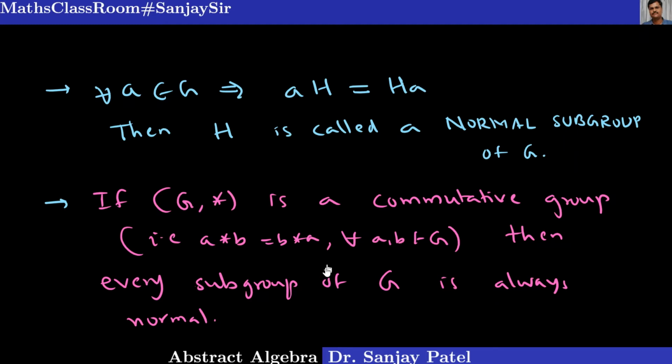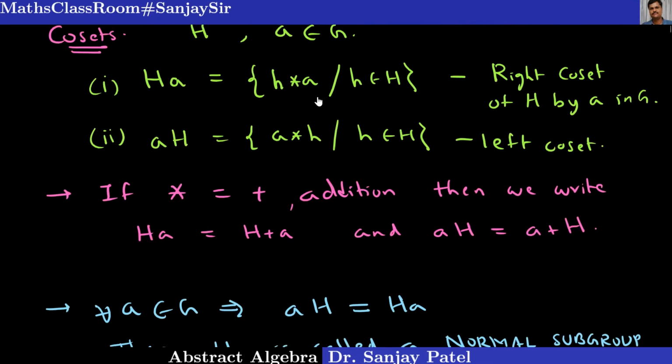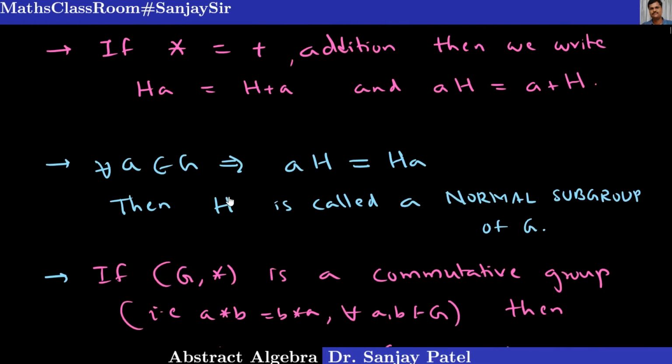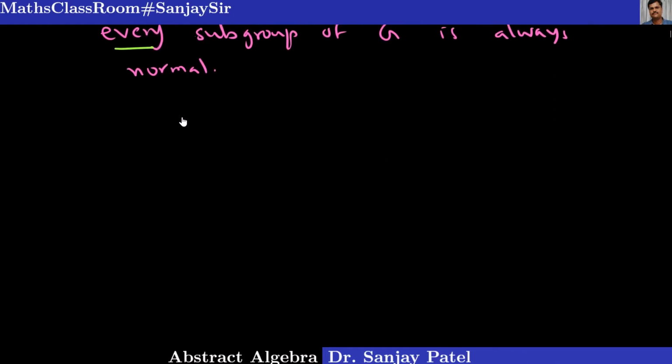concept of quotient group to quotient ring. Every subgroup in a commutative group is always normal. The reason is, in this case, these two cosets are always equal because H star A is same as A star H for every element in the group, because H is a subset of G, so every element of capital H is also an element of G, hence HA is equal to AH is always true. So in a commutative group, every subgroup is always normal. Now let us consider a similar thing in case of ring.